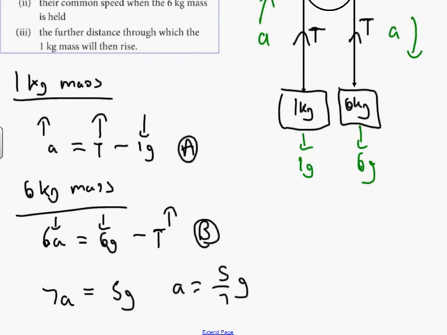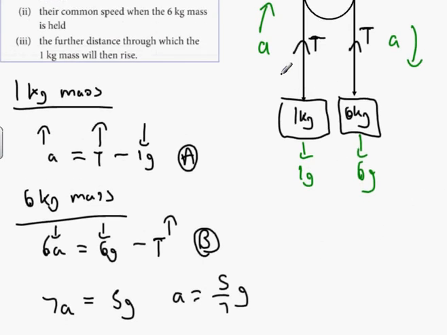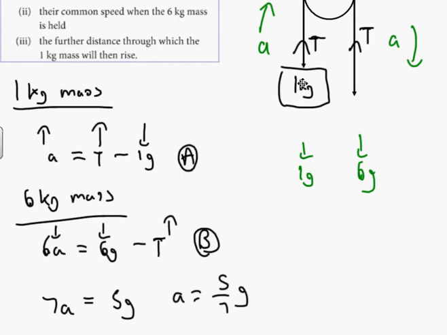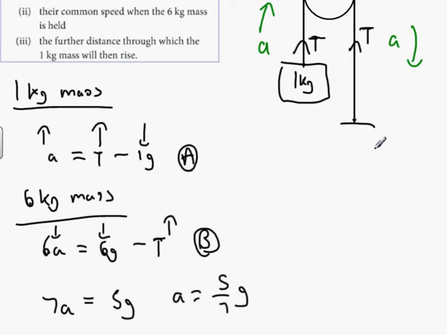Okay. Now, what happens here is that your 6g particle starts moving. So the 1 kilogram one moves upwards, so it ends up down here. This one here ends up going downwards. And just something to be aware of: the distance that the 1 kilogram mass goes upwards is the same distance that the 6 kilogram mass goes downwards. Okay? And that's your 6g there.